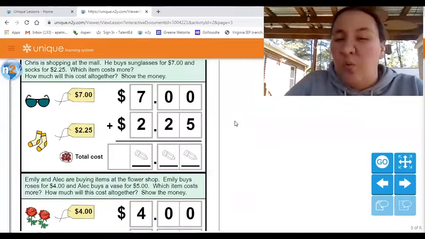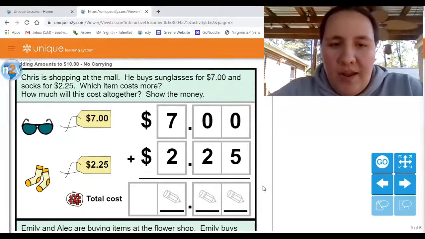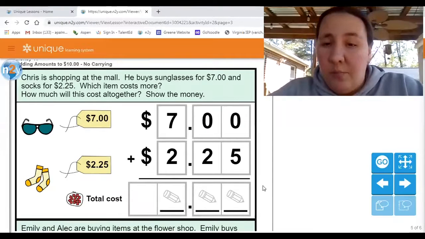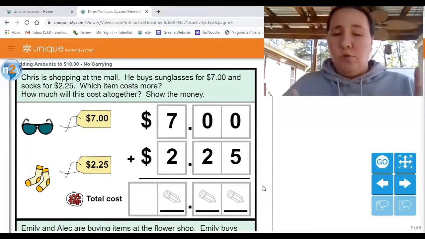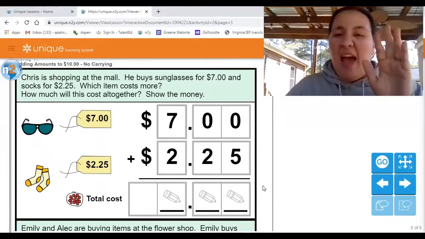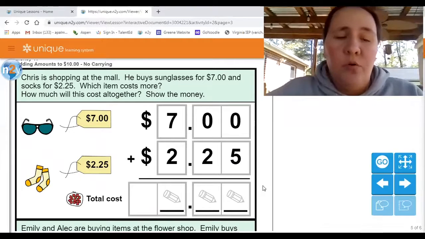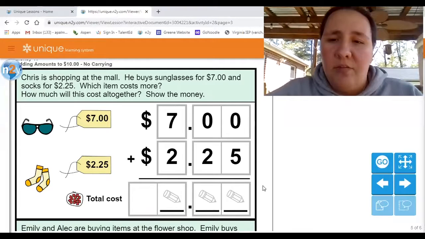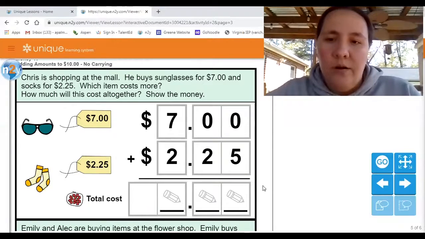So remember, for word problems, the first step, we read the problem. The second step, we are going to underline important information. The third step, we're going to see which one is bigger, which one's more. And then last, we're going to add all of our numbers up, okay? So let's start with reading the problem. Chris is shopping at the mall. He buys sunglasses for $7 and socks for $2.25. Which item costs more? How much will it cost altogether?